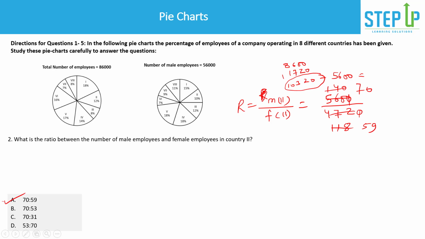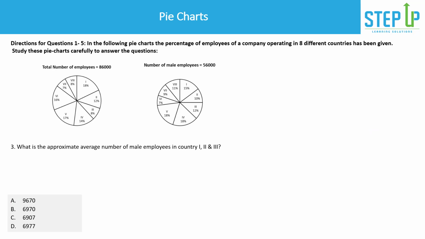So isn't this easy? The only thing that you have to figure in this question is how will you calculate females in country 2. And if you've spent maybe 5-10 seconds taking a cursory glance through the questions before jumping at the data, you could have easily figured out that females is nothing but total minus male employees in that country, and that's how we got it. 70 is to 59. Okay, let's move to the third question.